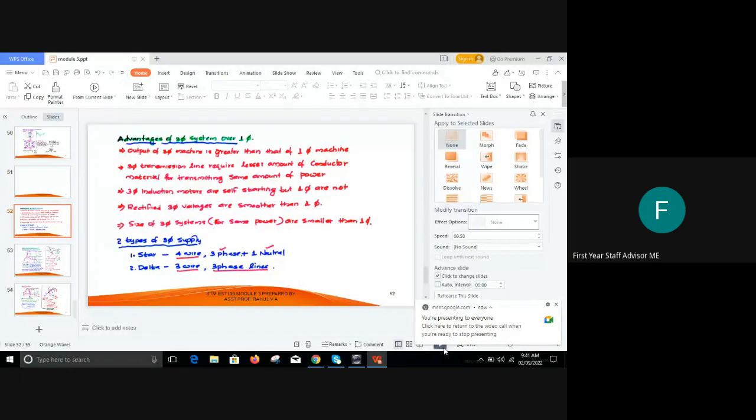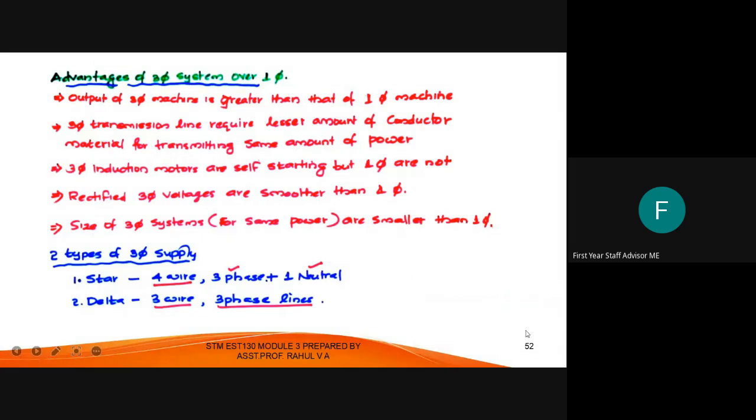Okay, so there are two types of three phase. We have seen what the advantages of three phase over single phase are, and we have seen how three phase supplies are generated using the three phase generator. Now I'm going into deep detail on three phase supply. There are two types of three phase supply or three phase system.